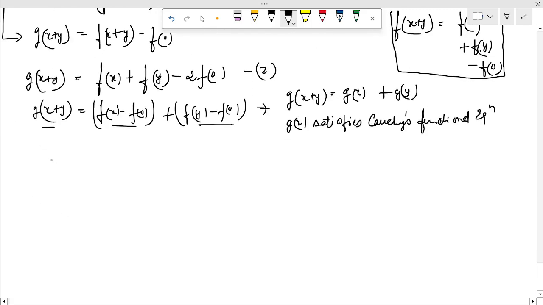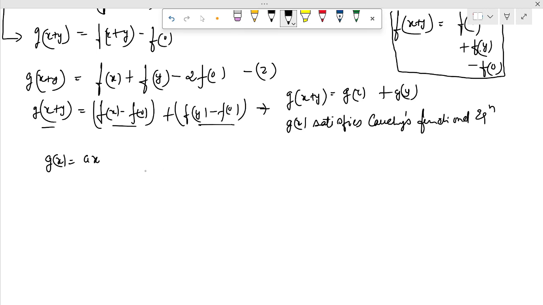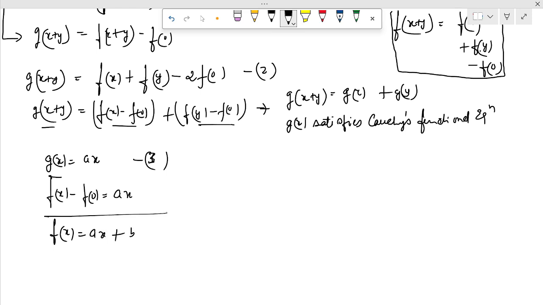So clearly if g(x) satisfies Cauchy's functional equation, it implies g(x) will be of the form of some constant times x. So this is equation number 3. And I already know that g(x) is equal to f(x) minus f(0), which is equal to Ax. Clearly f(x) will be equal to Ax plus f(0), and f(0) I'm writing as B. So f(x) will be of the form Ax plus B.